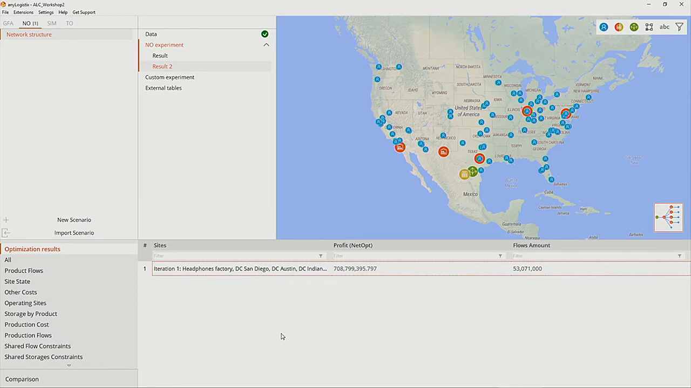Profit is a little bit lower, which is obvious because we added additional cost, which is the cost of CO2 emission. And we see that our network structure indeed changed. Instead of 4 locations, we've got 5.